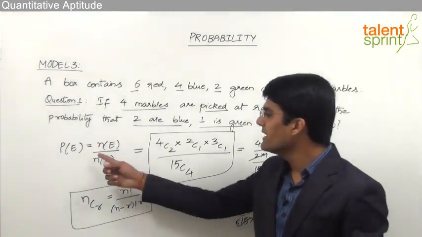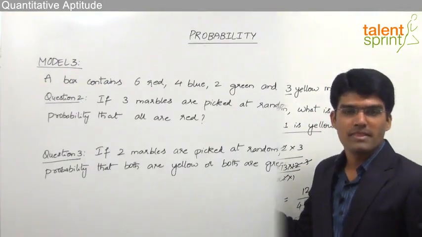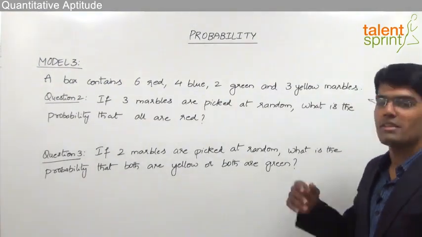You can see that probability here is nothing but number of favorable combinations by total number of combinations. Let us now take the second and third question based on the given data.